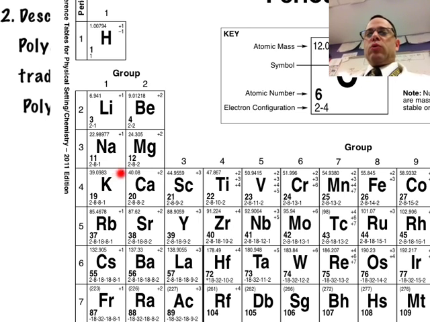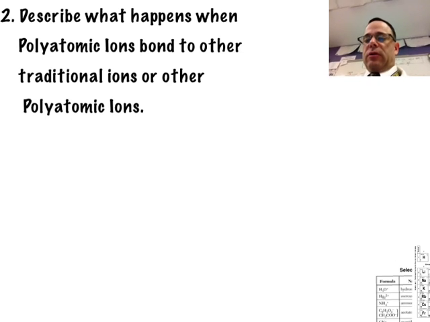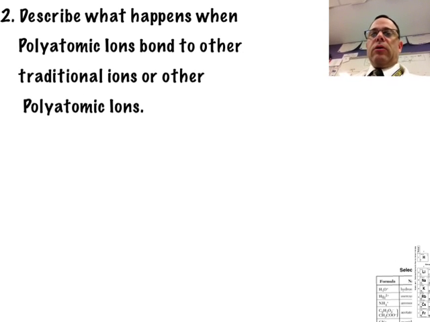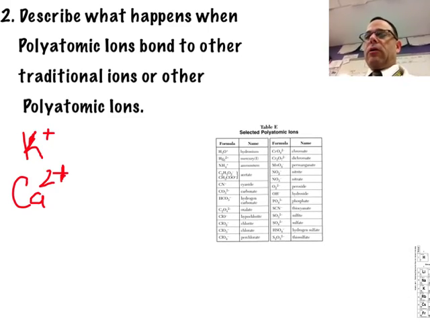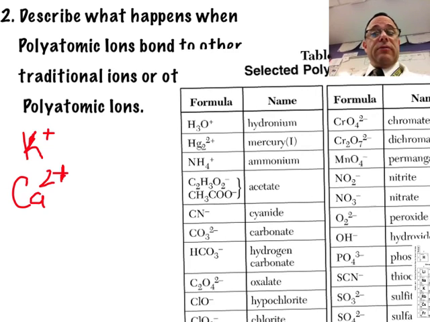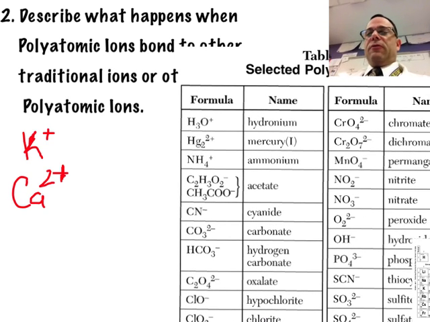Potassium would like to become a +1. Calcium would like to become a +2. Let me go ahead and write that down. Potassium would like to become a +1. That's a capital K. And calcium would like to become a 2+. Now let's take a look at the polyatomic ions that are optional to us. If these are positive ions, we would need to find a polyatomic ion that would become negative.